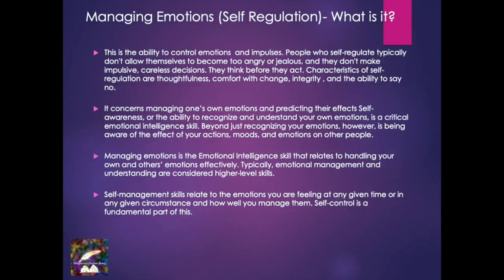Managing emotions. Self-regulation, what is it? The second of the pie. Managing emotions. This is the ability to control emotions and impulses. People who self-regulate typically don't allow themselves to become too angry, jealous, sad, etc. They don't make impulsive, careless decisions. They think before they act. Characteristics of self-regulation are thoughtfulness, comfort with change, integrity, and the ability to say no.